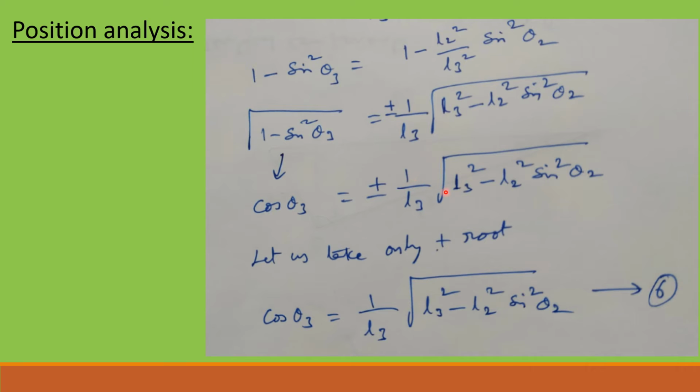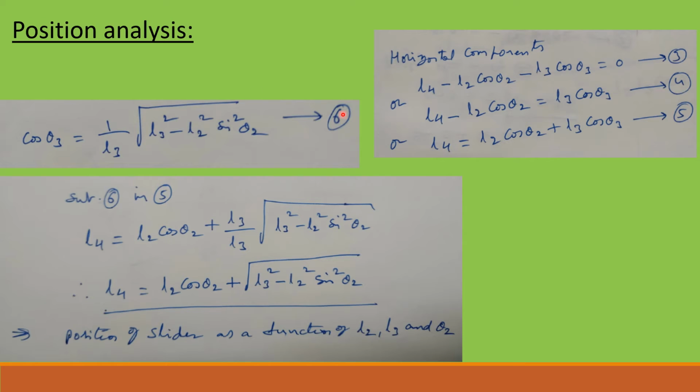Positive root is applicable only when slider is on the right hand side of the crank, and negative root can be used when the slider is on the left hand side of the crank. So in our case slider is on the right hand side of the crank. So let us take only positive root. So cos theta 3 will become 1 by L3 into square root of L3 square minus L2 square into sin square theta 2. Let us call this equation number 6.